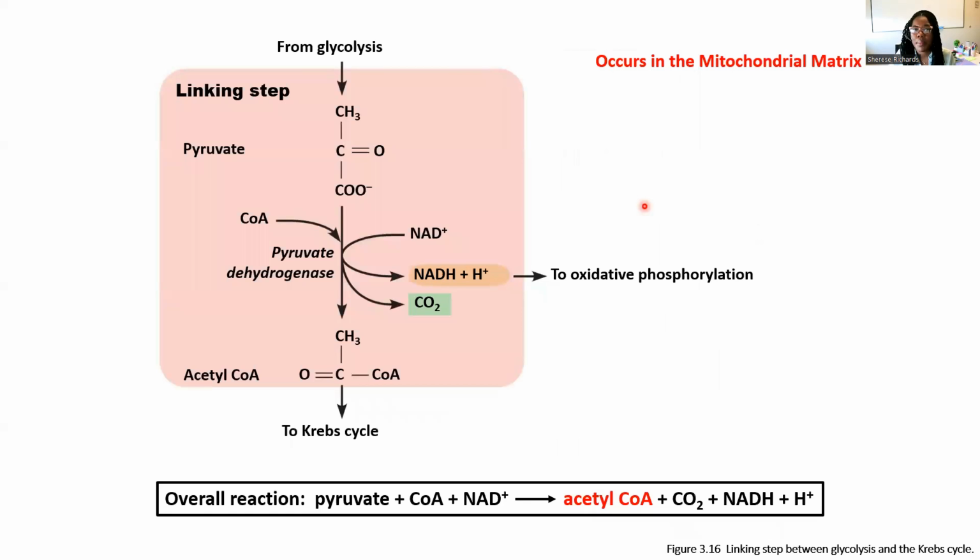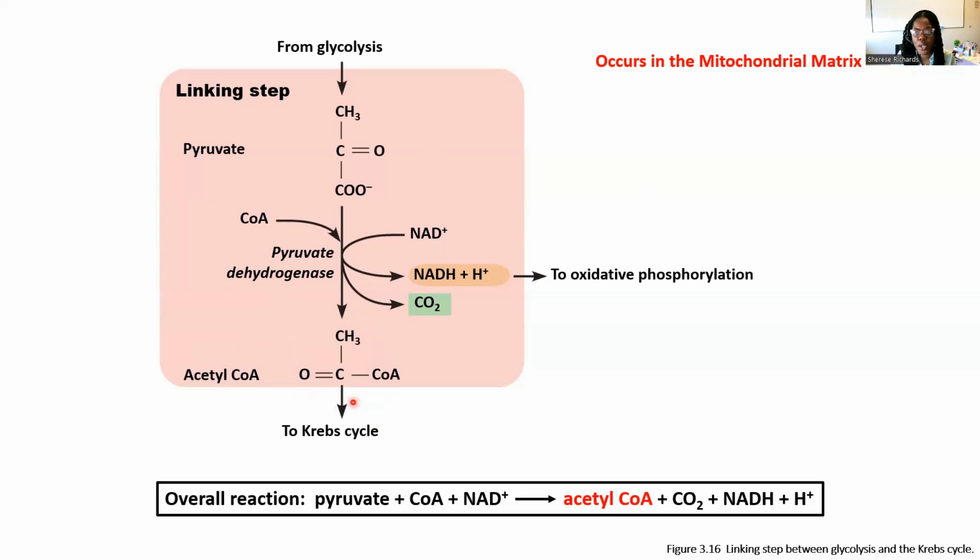Okay. Let's move on to talk about what's happening in the linking step. So what happens to that pyruvate? Let's pick up from there. The pyruvate is going to then be broken down. This is happening in the mitochondrial matrix. And it's going to go from pyruvate, with the help of the enzyme pyruvate dehydrogenase, to yield acetyl-CoA, which is this molecule here.